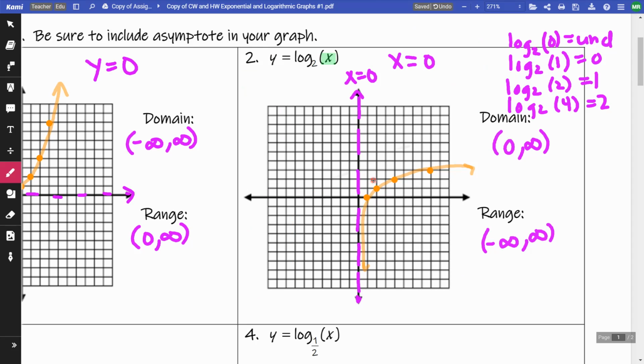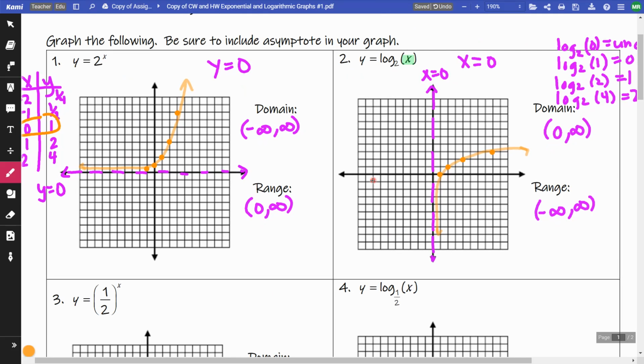So let me just get these two to be seen together. Again, y equals 2 to the x and log base 2 of x are inverses. Here I have my horizontal asymptote at y equals 0. Here I have the vertical asymptote at x equals 0. My y-intercept was 1. My x-intercept is 1. My domain was negative infinity to infinity. Now that becomes my range. My range was 0 to infinity. Now that becomes my domain.